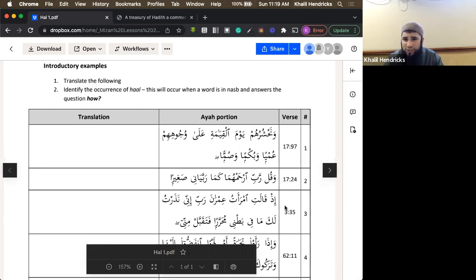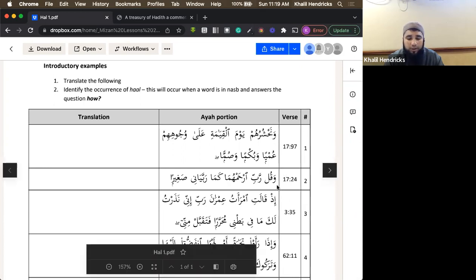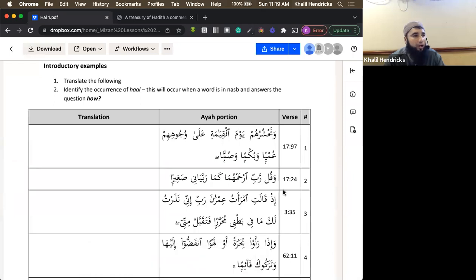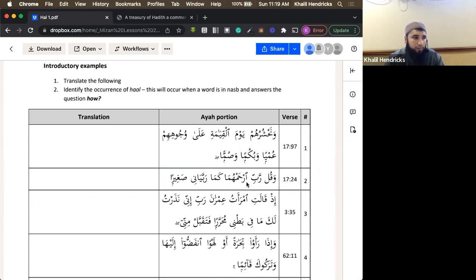Okay, is that understood? Any questions on that? Okay, let's look at another one. وَقُلْ رَبِّ ارْحَمْهُمَا كَمَا رَبَّيَانِي صَغِيرًا. وَقُلْ, and say, Rabbi, O my Lord, irhamhuma, have mercy upon the two of them, meaning it's dua to make for our parents.